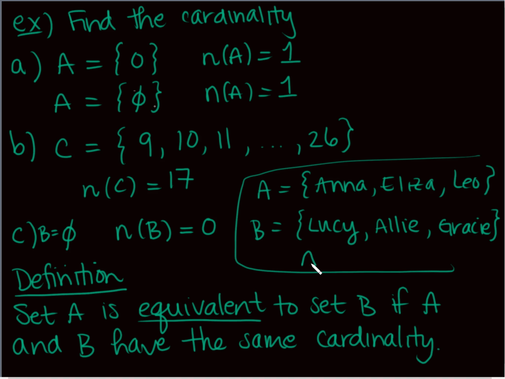Sometimes, I don't know if your book does this, but we do this. A is equivalent to B. They're not equal to each other, but they're equivalent to each other, meaning they just have the same number of elements. Meaning I could find a one-to-one mapping from one element to the other one. Okay, so I hope that makes sense. That's all it means that it's equivalent.